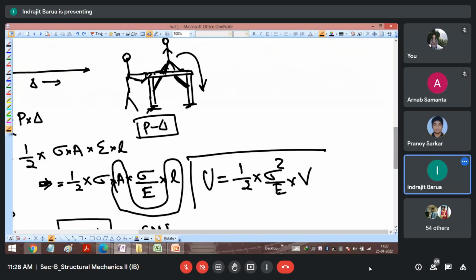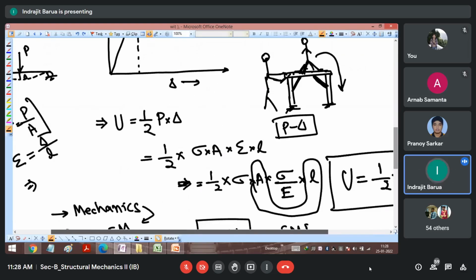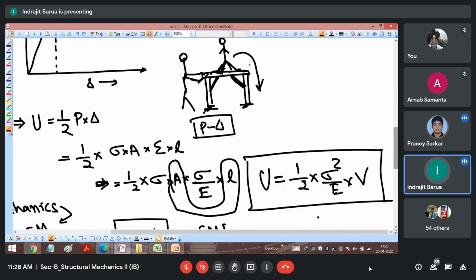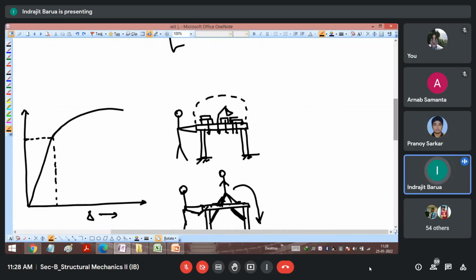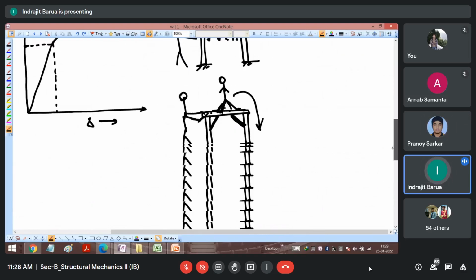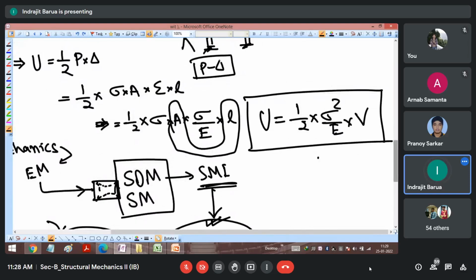Volume. Yes. But do you know this is for a very specific case where the load is applied gradually. If you suddenly apply the load, the effect is different. For example, let's say on this table I am keeping a hammer. This is my hammer. I'm just keeping it, and then I'm hitting with the hammer. The effect is different. So for suddenly applied load, the application is different. We'll be doing that in our numerical. Right now, you just remember this expression.